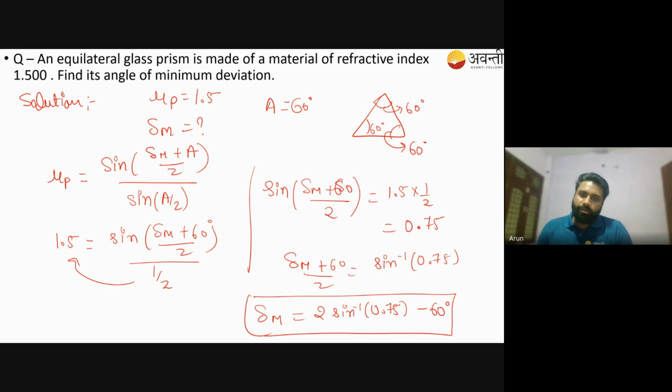Okay. So I hope you are clear with this concept of prism, the minimum deviation, the deviation part also, how it is related to the refractive index, and how it varies with the variation of angle of incidence. So all of the pointers I have discussed with you. Okay. So this is it from my side.